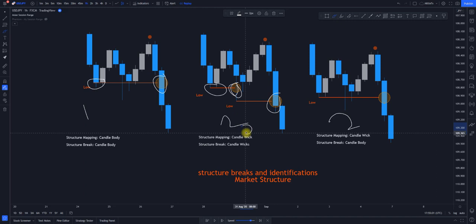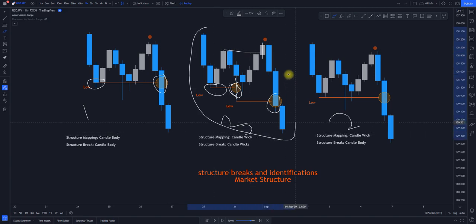So this one basically has three types of structure breaks, right? So it has three types of advantages, right? Meaning that most of the time you can see a break of wick like this, and then go to the downside, you are seeing another break with a candle body as well, right? So it comes down to how you have back tested it and how you have understood it.